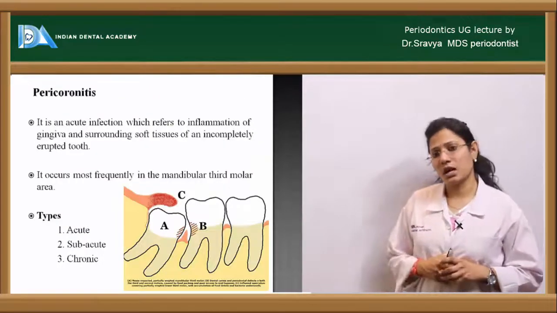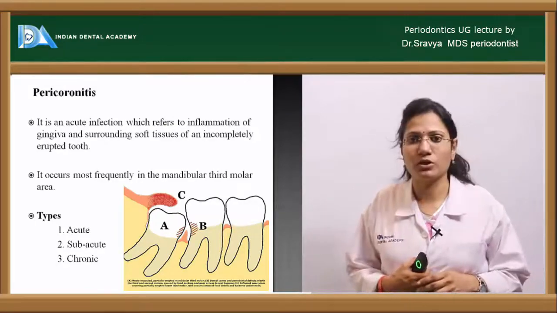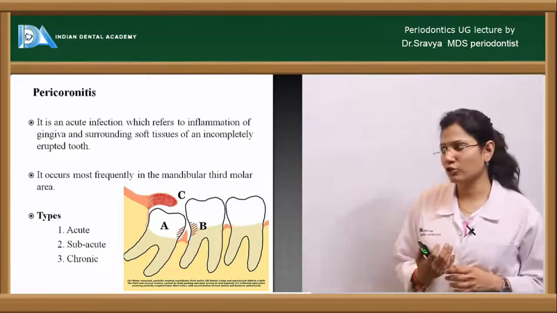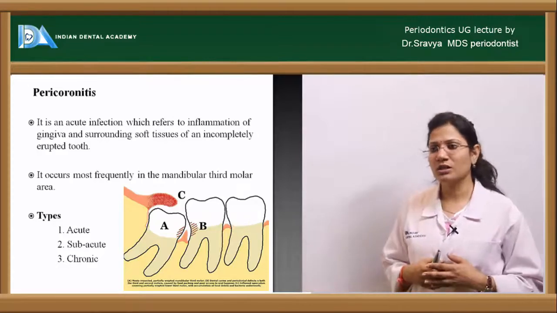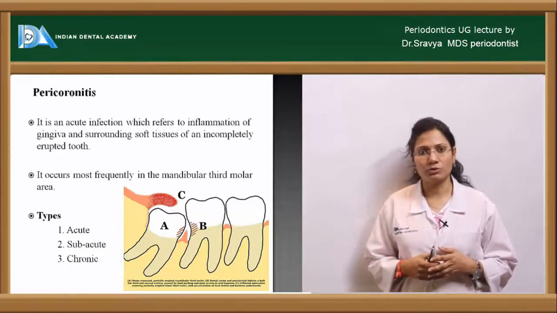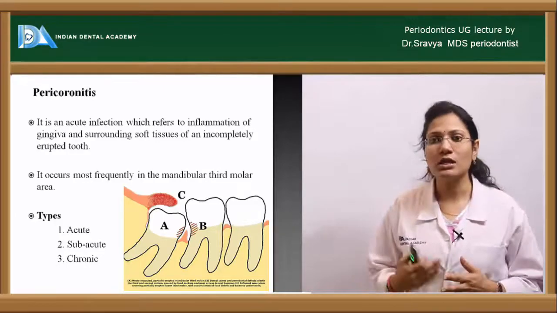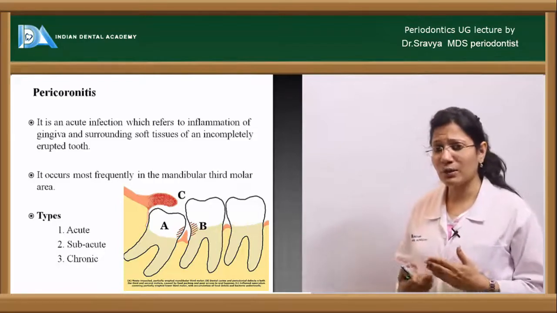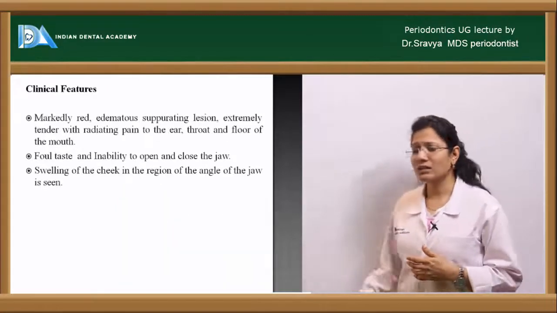And then comes the last, acute inflammatory gingival enlargement, maybe because of pericoronitis. Now, pericoronitis is an acute infection that refers to the inflammation of the pericoronal flap, which is seen surrounding a partially erupted tooth. Now, you have various types of this pericoronitis. You have an acute, subacute, and a chronic form of pericoronitis, and most frequently this is seen in the mandibular third molar area. What are the clinical features?